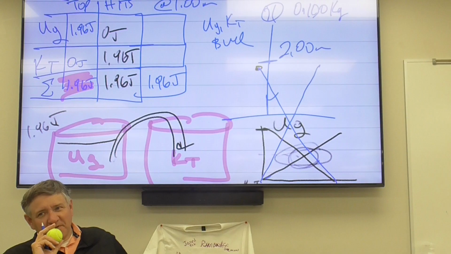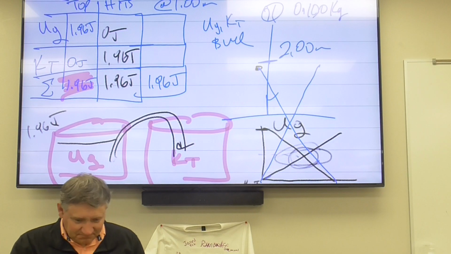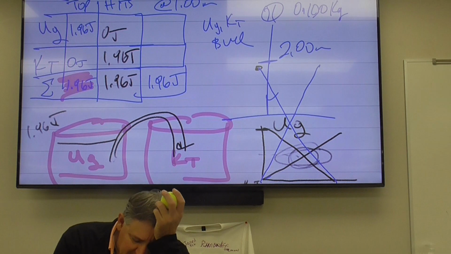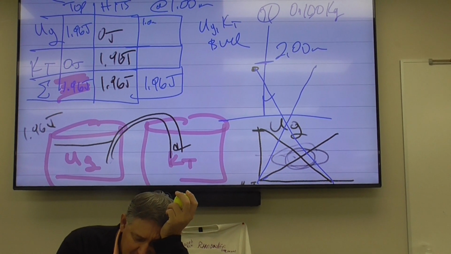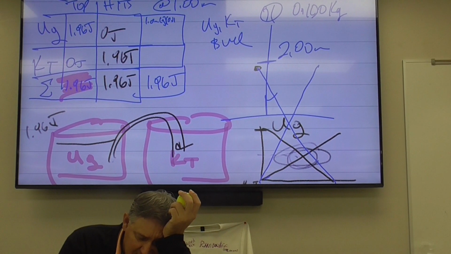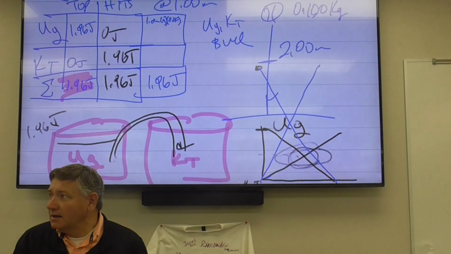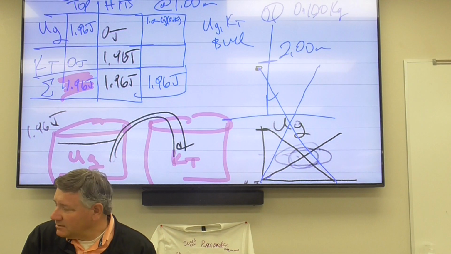Do I know a height? Yeah, 1 meter. Do I know the mass of a tennis ball? Do I know what g is? Right? So at the 1 meter mark, I can find my UG. I can take 1 meter times g times 0.1 kilograms.